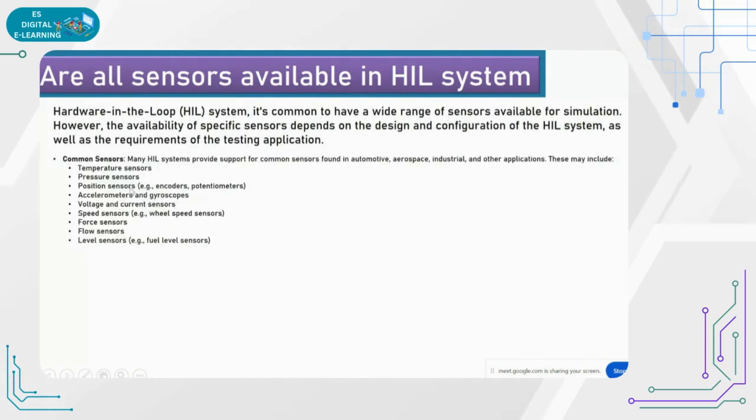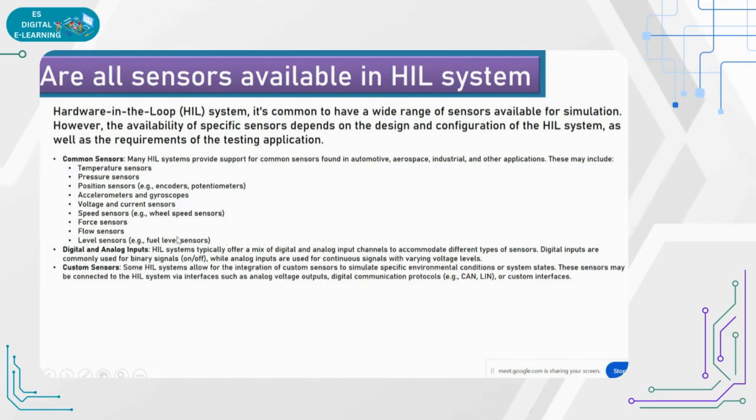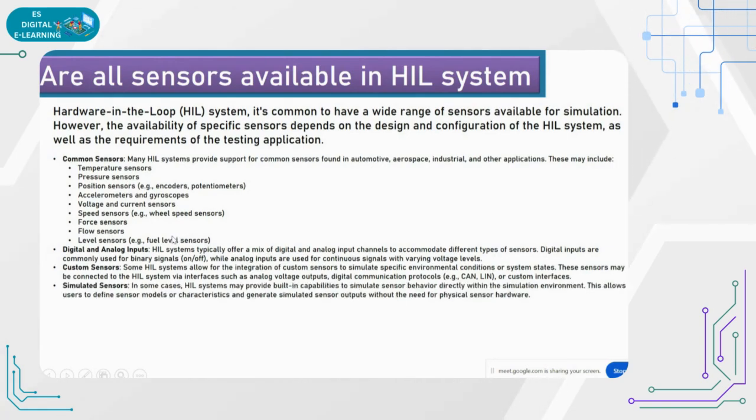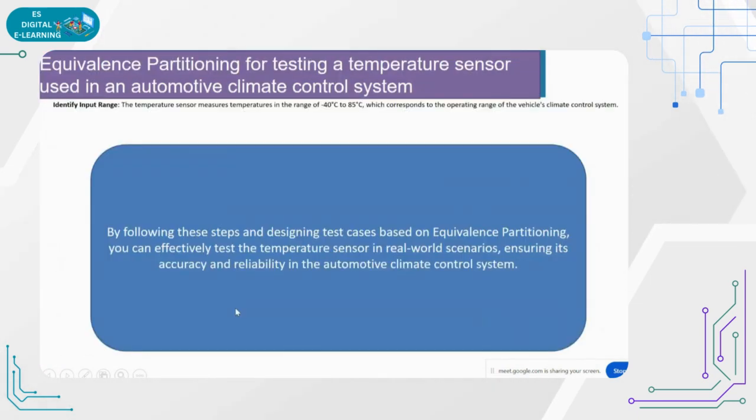Different types of sensors: temperature sensor, pressure sensor, position sensors, acceleration, voltage and current sensors, speed sensors, force and flow sensors. Fuel sensors are flow sensors, and there are force and level sensors. So these are the types of sensors. And digital and analog inputs we are giving to the control HIL, and we can customize the sensors and simulate them. If you don't have the real sensors, we can customize and simulate the sensors. And we are giving the external interfaces.